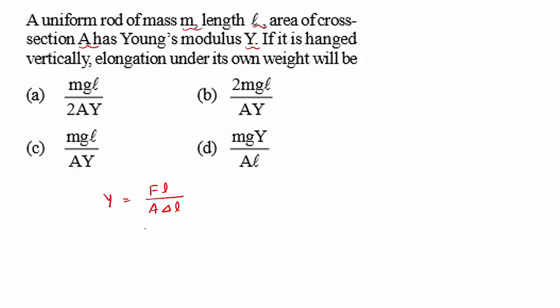We want the change in length, the elongation under its own weight. So delta L equal to FL divided by Y into A. F means we can write MG, so delta L equal to MGL divided by Y into A, which is the right option. Option C.